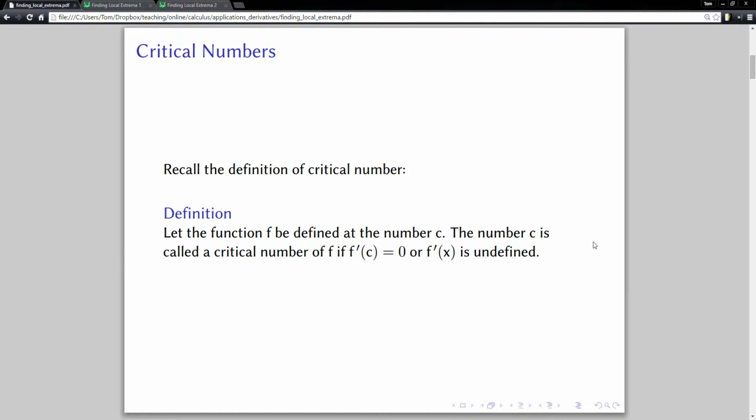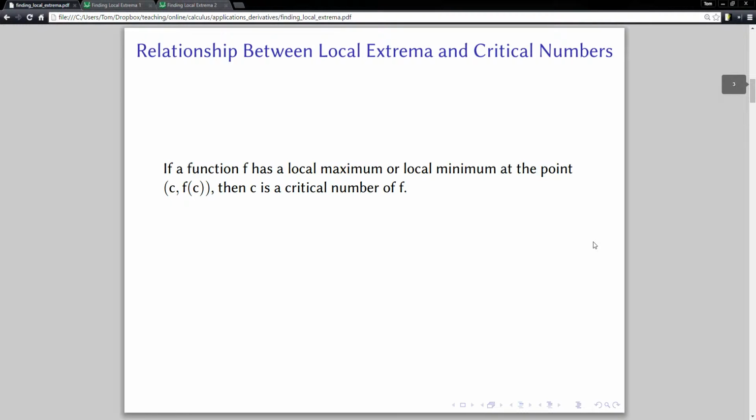Okay, so that's what a critical number is, and in a few of the previous videos we talked about how to find critical numbers of functions. The relationship between local extrema and critical numbers is this. If a function has a local maximum or local minimum at some point c comma f of c, then c is a critical number of f. So local maximums and local minimums occur at critical numbers.